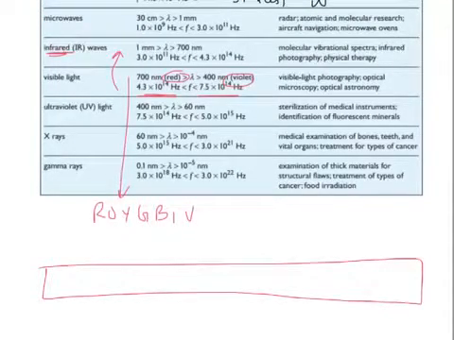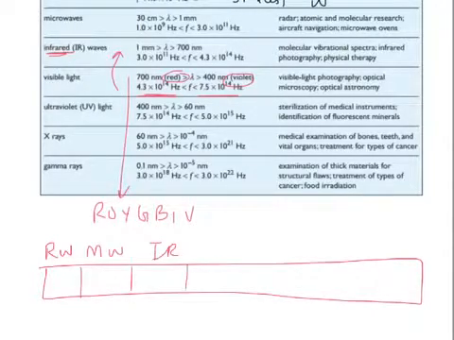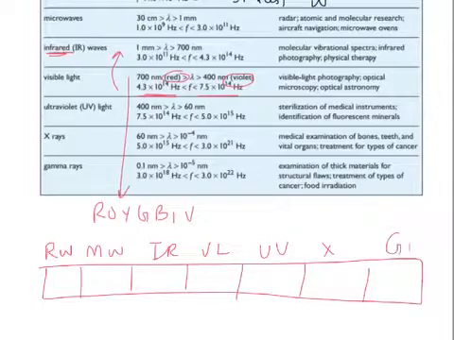So at the lowest frequency we have our radio waves, then we have our microwaves, and after that we have the infrared waves, then we have the visible light spectrum, then ultraviolet spectrum, then we have the X-ray spectrum, and then we have gamma rays.